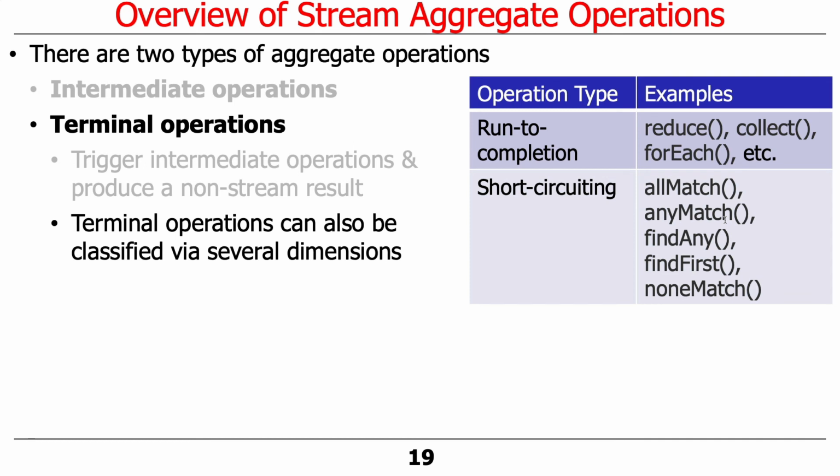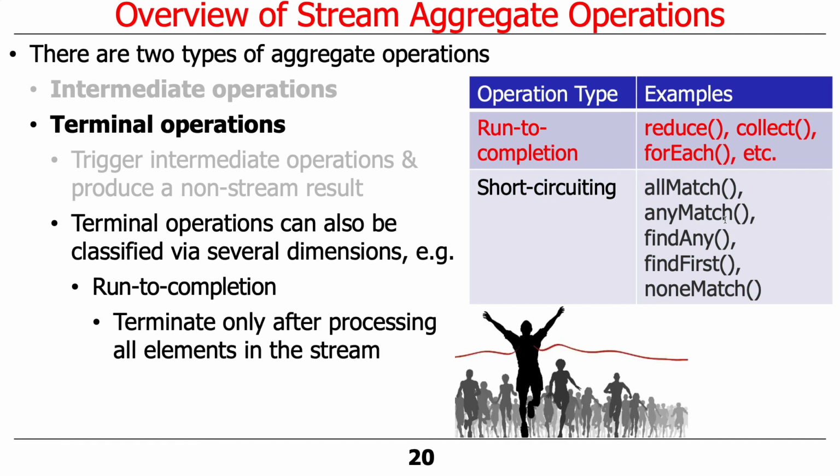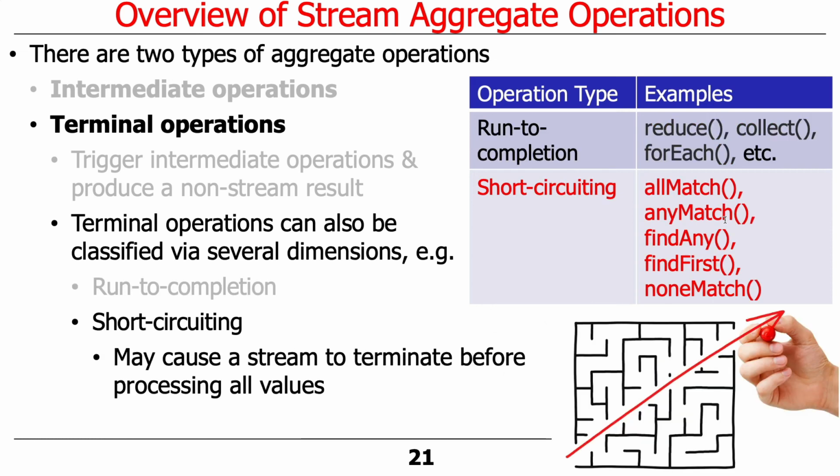As with intermediate operations, you can classify terminal operations across several dimensions as well. So we have the so-called run-to-completion operations, which process every element in the stream, unless, of course, an exception occurs, but let's ignore that. So modulo exceptions occurring, we process every element in the stream. Reduce, collect, forEach are examples of terminal operations that are run-to-completion. And then there's also a whole bunch of short-circuiting operations, like allMatch, anyMatch, findFirst, findAny, noneMatch. These may cause the stream to terminate before all the values are processed.